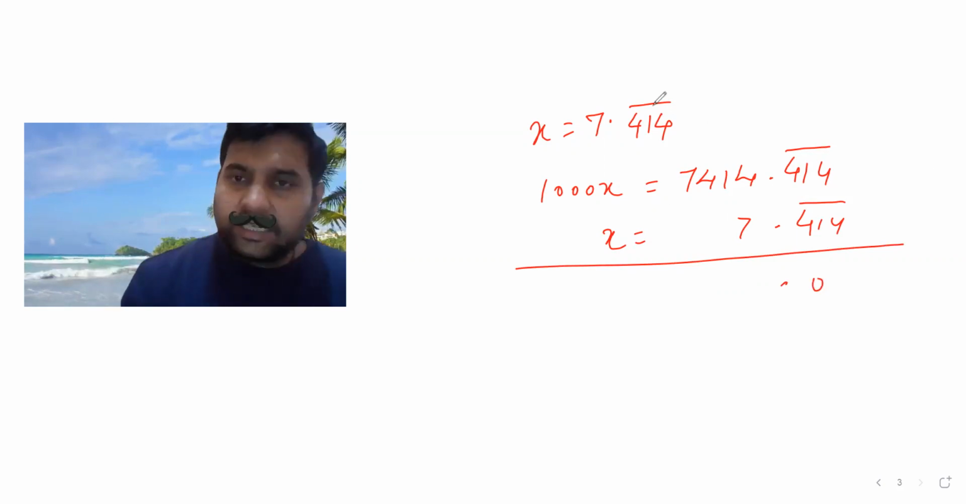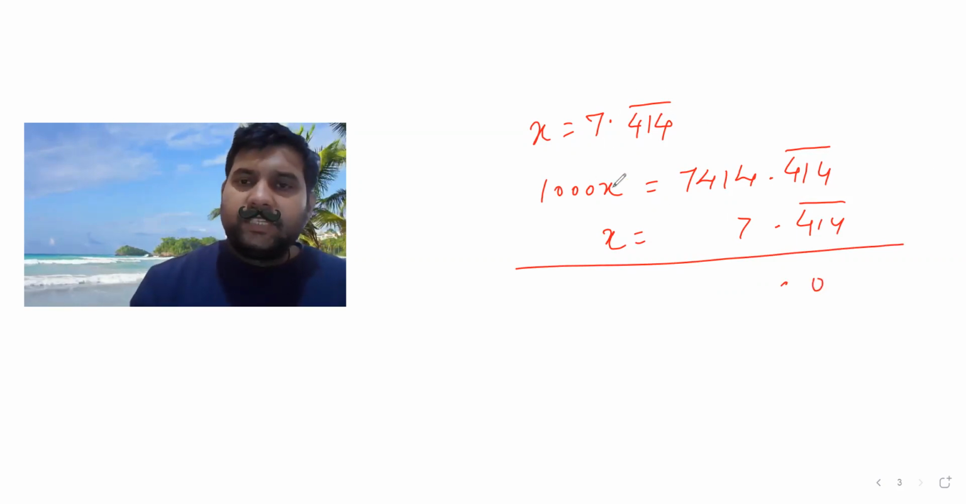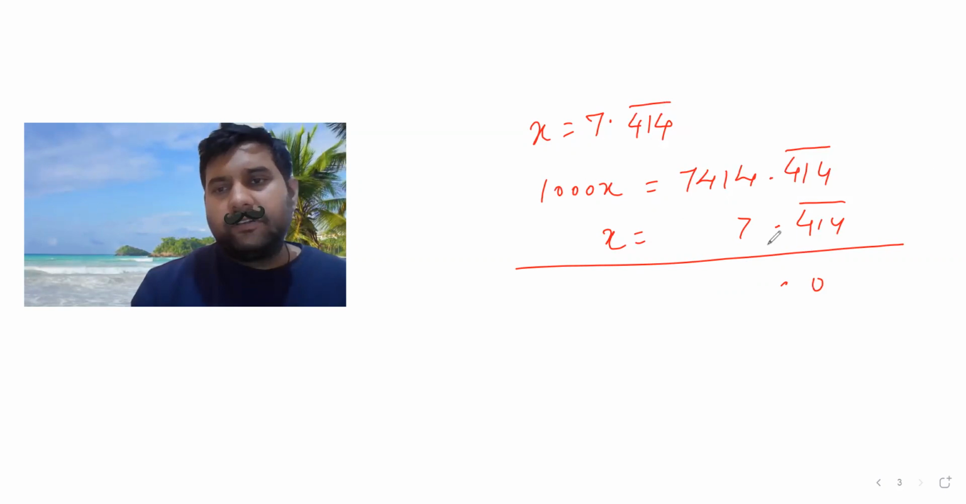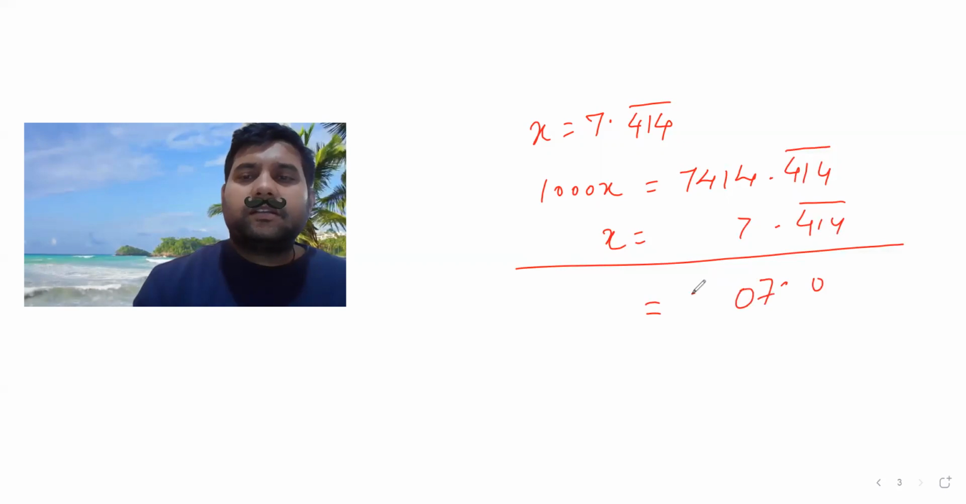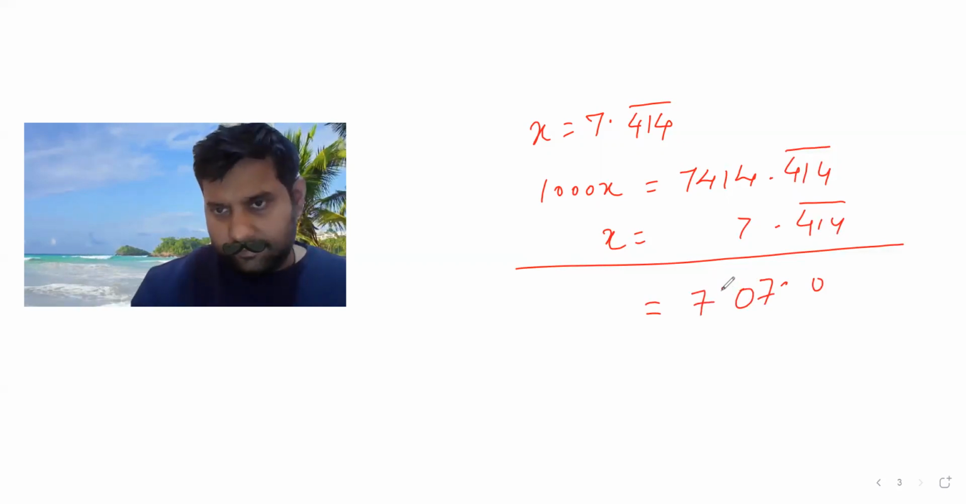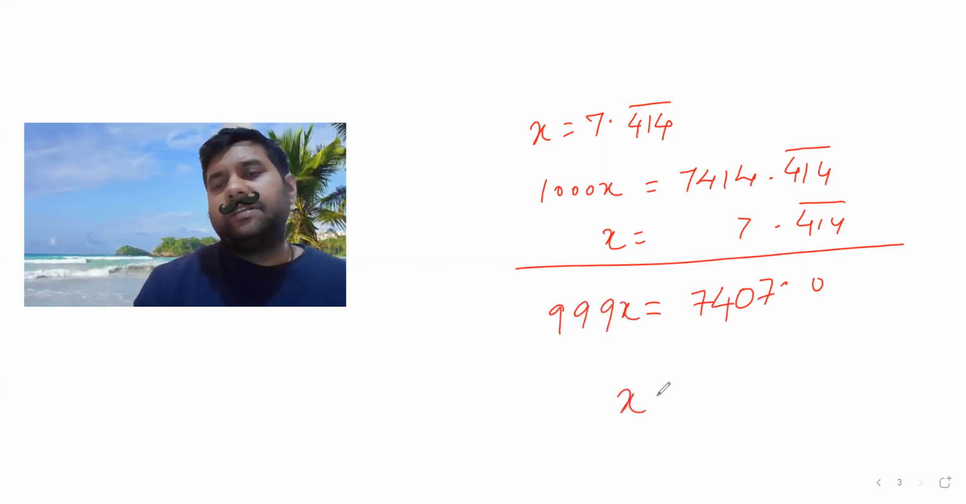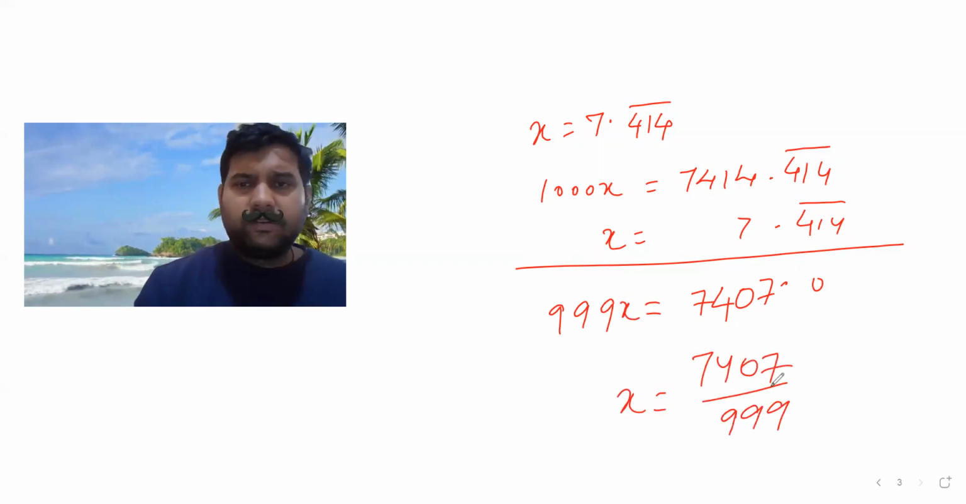So the only reason we multiply by those many zeros as the number of recurring decimal digits is to make sure that on the right hand side of the decimal we always get a 0, so that we always get a natural number here. Okay. And here we will get 999x. So our decimal will become 7407 by 999. You can go on your calculator and find out the value, and you will find that this is this only.